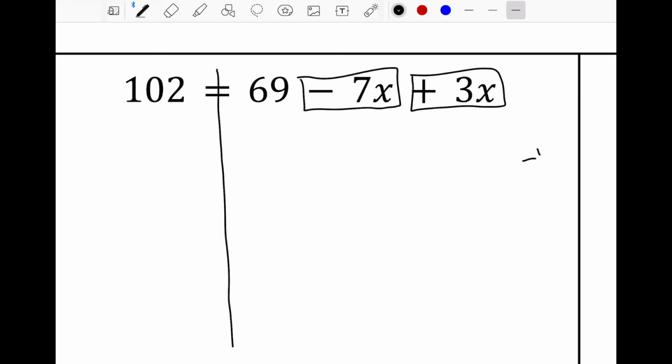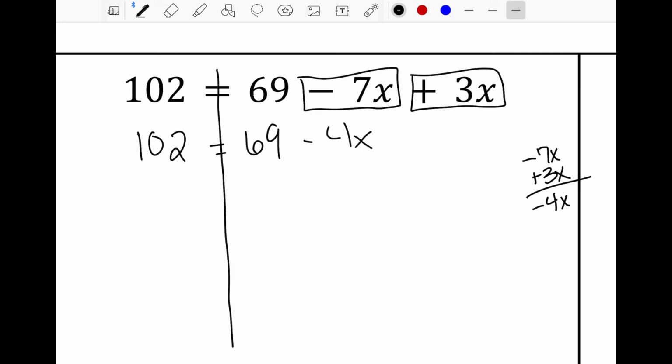So if I take and combine them, I'm going to go to the side of my sheet of paper. I got negative 7x, positive 3x. Signs are separate, so I'm going to subtract. That's going to give me 4x, and that's going to be negative because 7 is larger. So I can bring down first what I didn't use, which is 102 and my 69. And behind that, we're going to have negative 4x. Okay, with that being there, I look to see if I have my constant on the side with my variable. I do, 69. It's a positive, so the opposite is subtract.